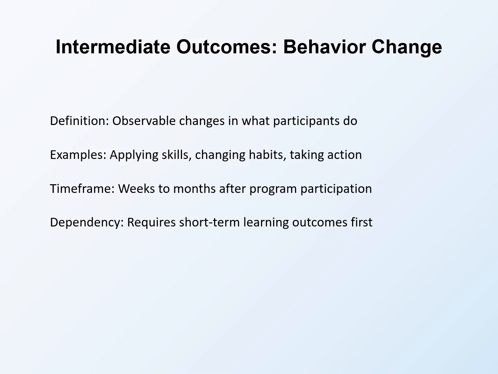The dependency on short-term outcomes is important to understand. Behavior change typically requires prior learning as a foundation. You apply skills you have acquired through practice, act on knowledge you have gained through instruction, and pursue goals you have adopted through attitude change. The outcome progression from learning to behavior is sequential and logical.